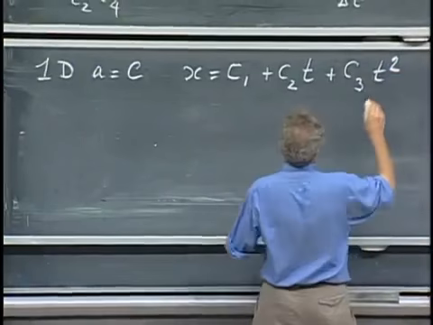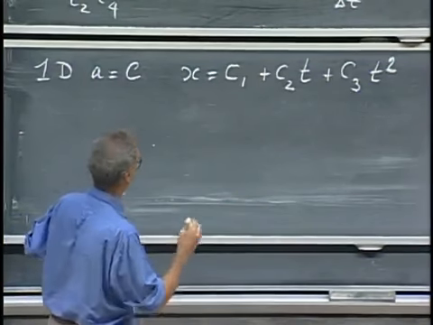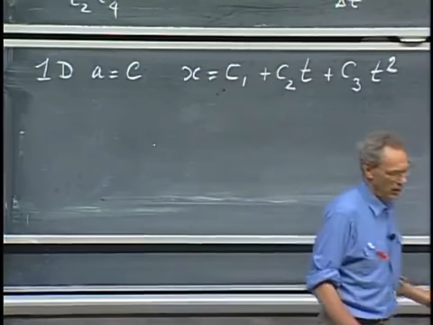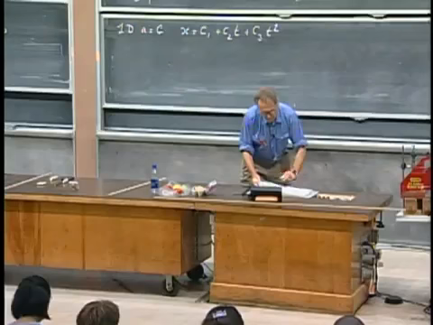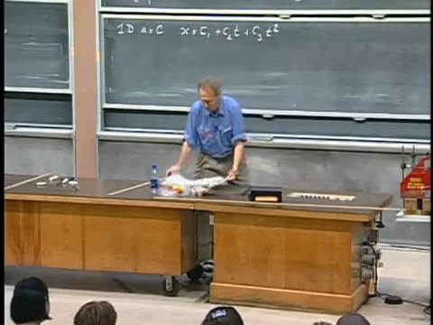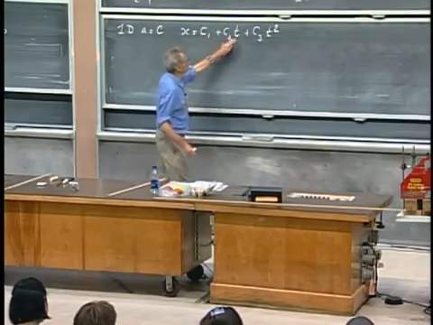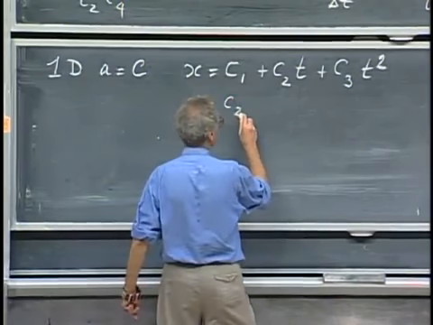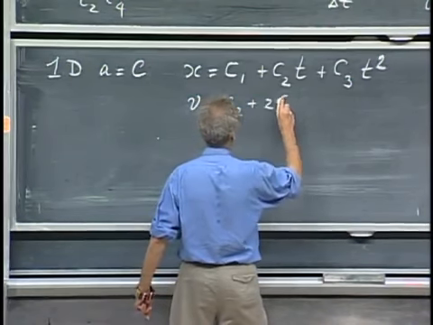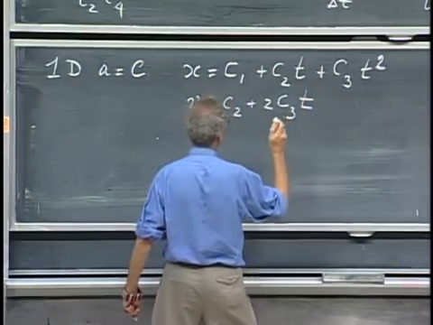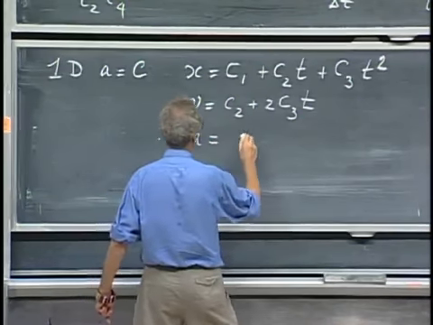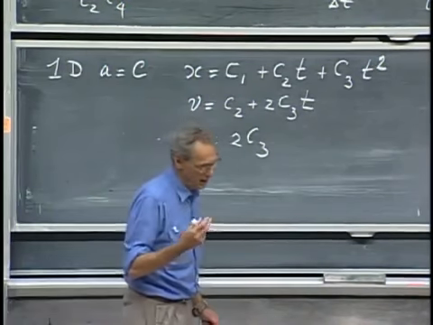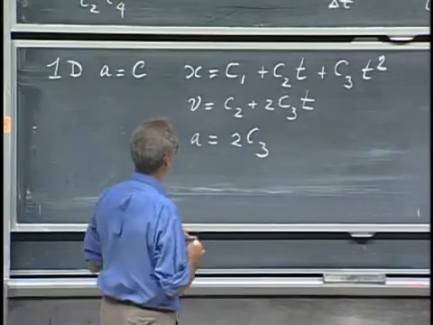times t squared. And notice, oh, I already erased my example. My example is gone. But you would have seen this was an 8 before. And here we had, what did we have? We had minus 6t, and we had plus 1t squared. So you recognize these three. I can now take the derivative. And so I get v equals c2 plus 2c3 times t. And then I get the acceleration equals 2c3. And now we get some insight into these quantities.